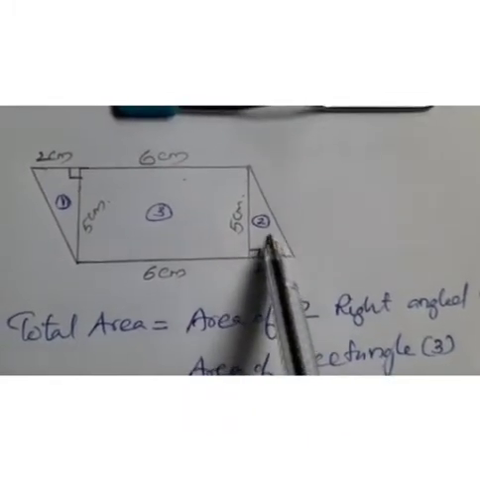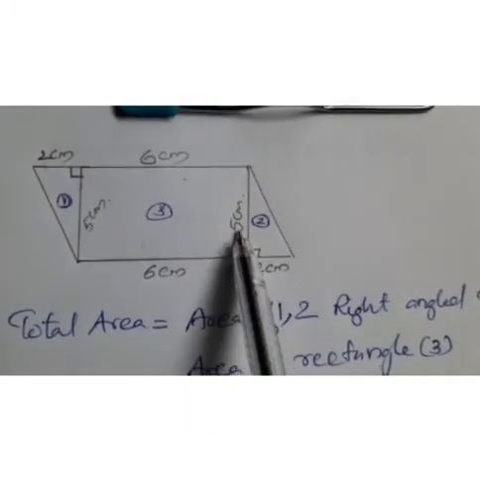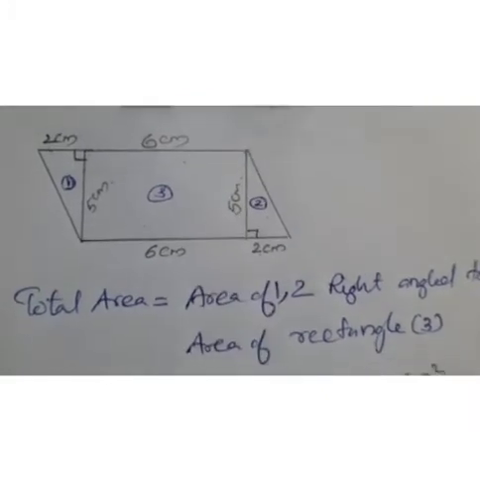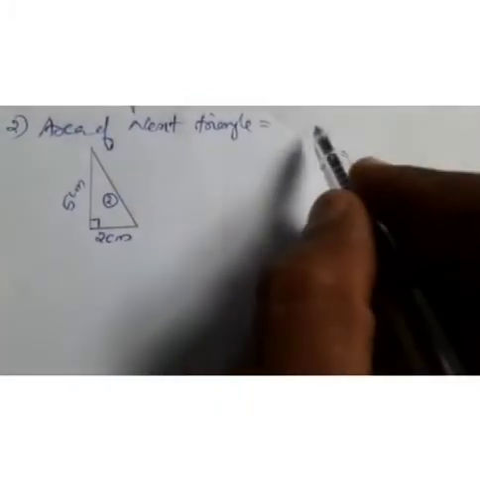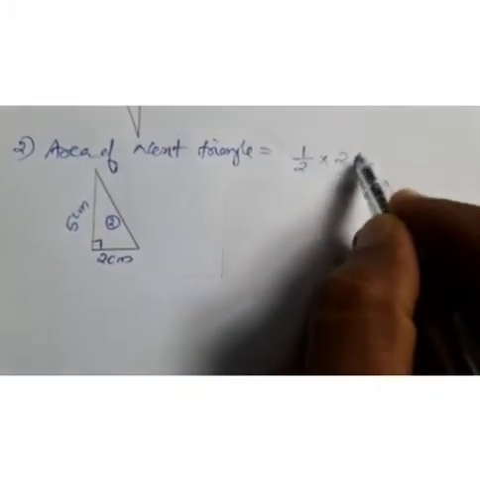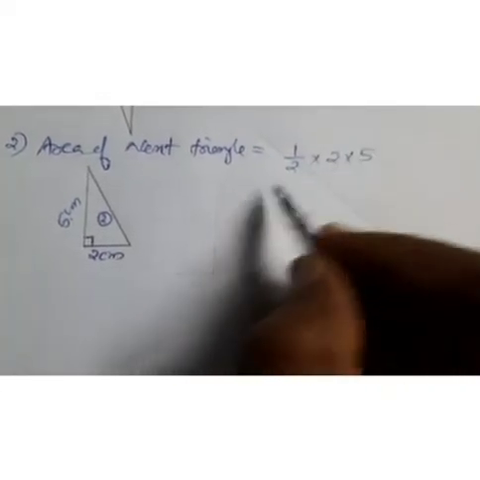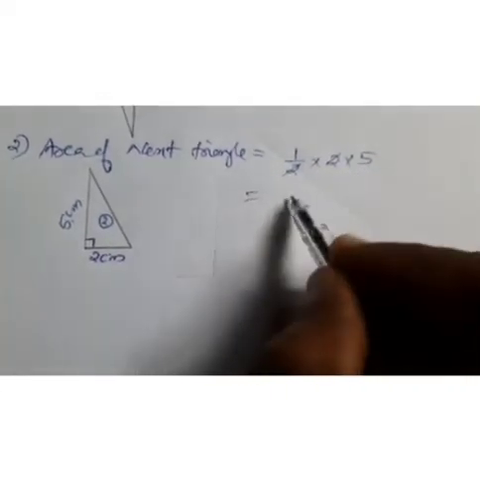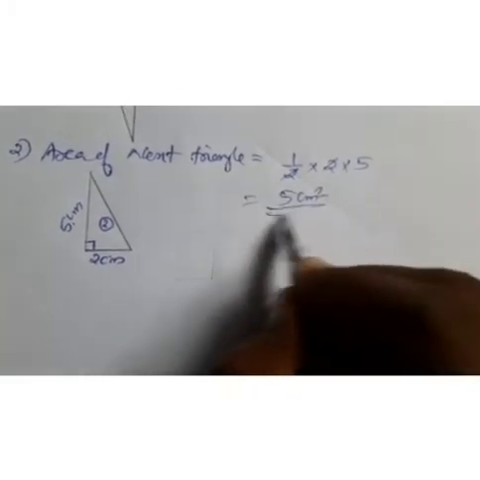Next, area of the second triangle. Here the perpendicular sides are 2 and 5 again. So area of the second triangle is half into 2 into 5. 2 and 2 should be cancelled. We will get 5 centimeter square again.